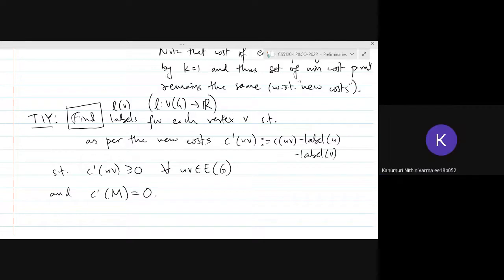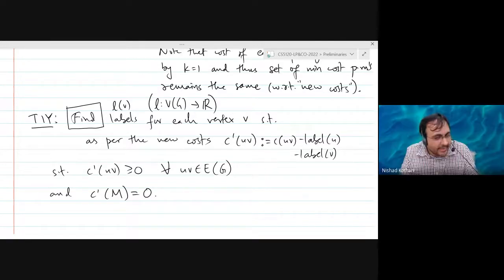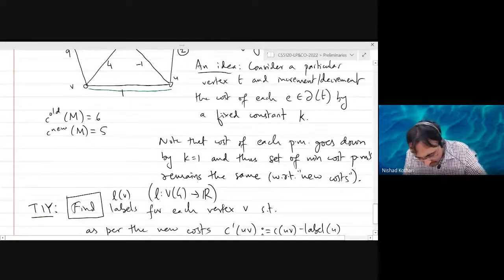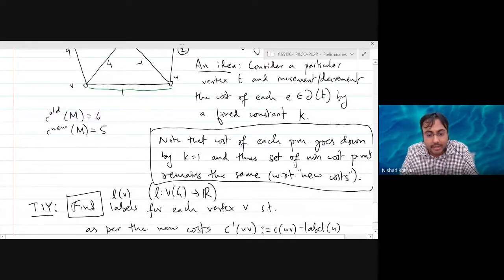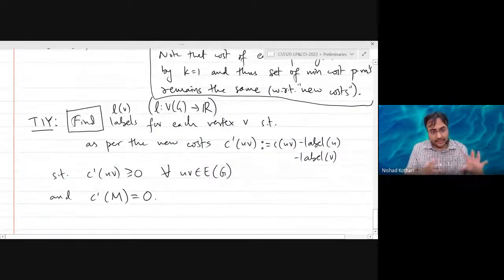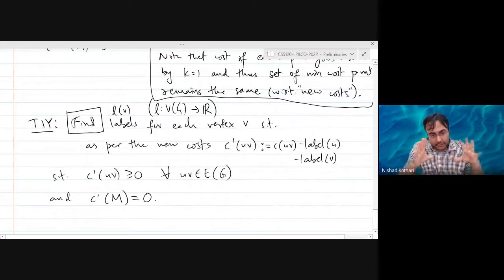I mean, M will have the smallest cost. Exactly. Then M will be a minimum cost perfect matching in the new costs. But then it will also be a minimum cost perfect matching as per the original costs, right? Do you agree? Yeah. Because of the observation we made here, the set of minimum cost perfect matchings is not going to change by doing this operation. So this is what I want you to try. If such labels exist, then we actually know that M is a minimum cost perfect matching. And that is going to be our certificate.